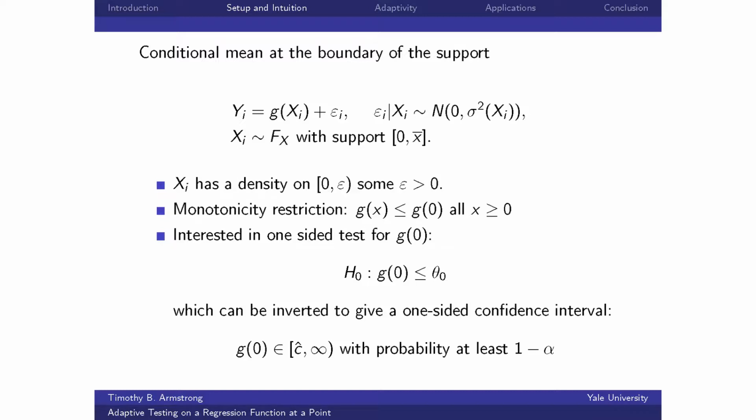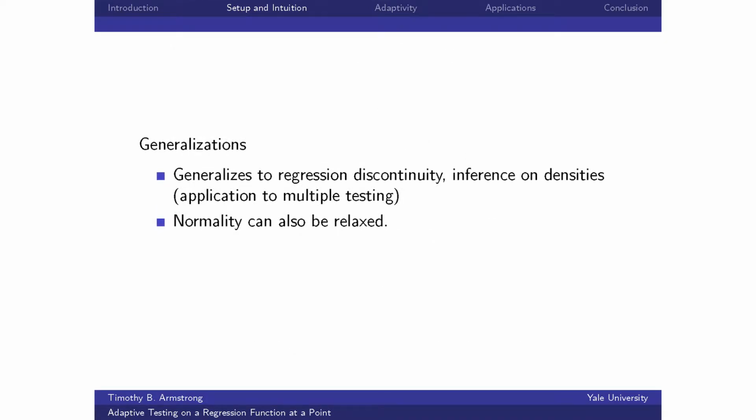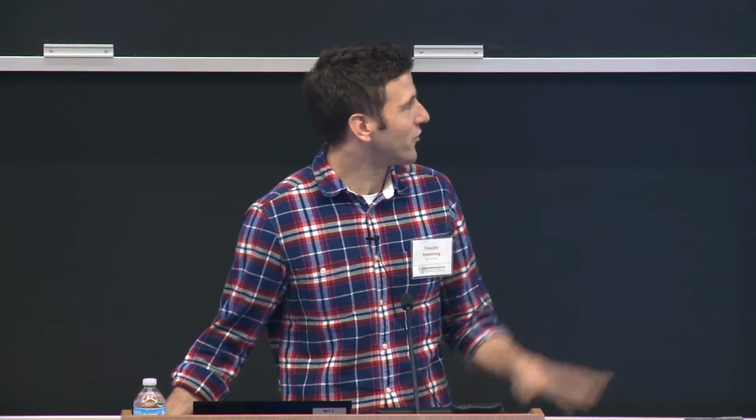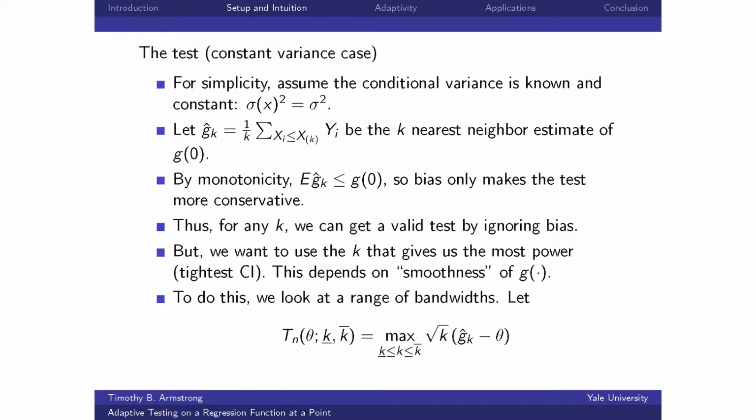And of course, we can invert these tests. This will give us a one-sided confidence interval, c hat to infinity, where once theta naught gets above c hat, we fail to reject, and we report that as our one-sided confidence interval. I've talked a little bit about the generalizations to regression discontinuity. There's actually a neat generalization to a particular problem on inference on the proportion of nulls in a multiple testing setup. But let's just talk about the conditional mean econometrics examples for now.